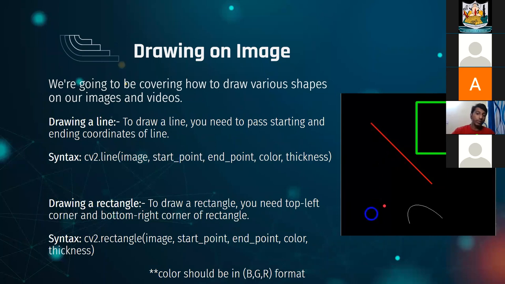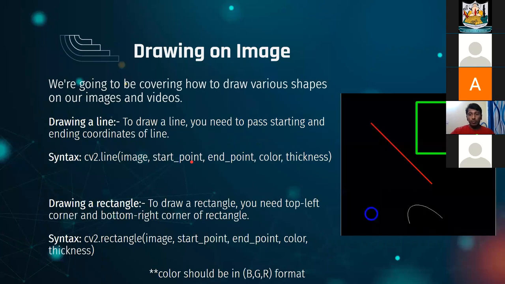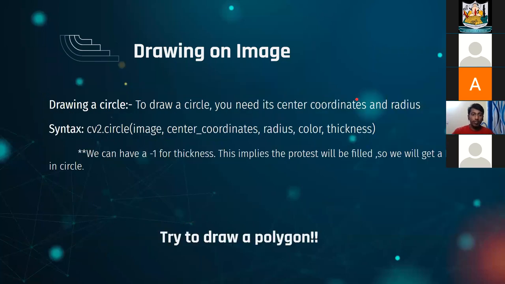So I want a 5 pixel wide circle, something like that. Again, you have a color, and you also have a thickness. As I told, for thickness you can give, I want 3 pixels wide, I want 4 pixels wide. But if I put -1, it will fill it completely. So if in draw rectangle you mention -1 in the thickness, it will fill the complete rectangle with the color. You will see it shortly.